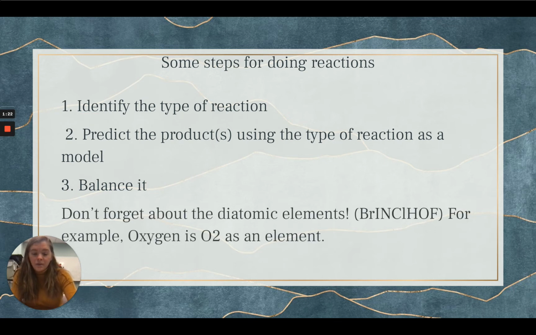And don't forget about those diatomic elements we learned about when we were learning about word problems earlier in this unit. So those Brinkelhoff elements: bromine, iodine, nitrogen, chlorine, hydrogen, oxygen, and fluorine. Remember, those will always be in pairs of 2. So like O2, for instance, is an element, or H2 or F2, because they can't stand alone.